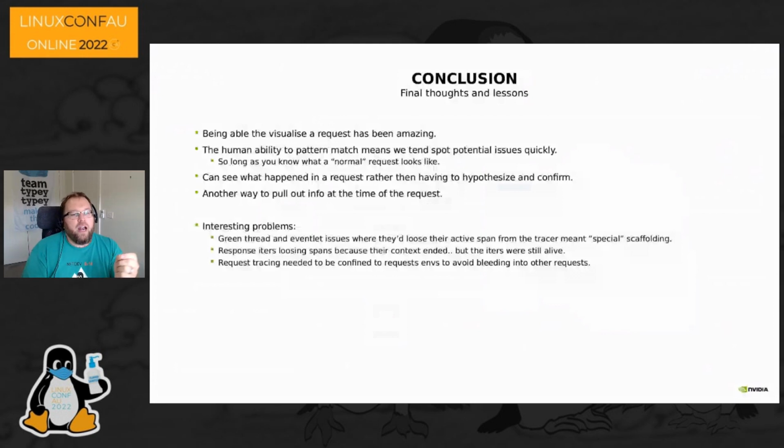And I also think that the human ability to pattern match means we tend to spot potential issues quickly. I saw it before, right? I saw that things are not being stored in memcache like they're supposed to be, so we saw an issue. But that only comes down to, you need to know what normal looks like. So there is going to be a level of having to train.